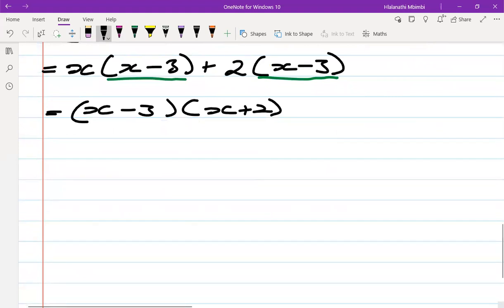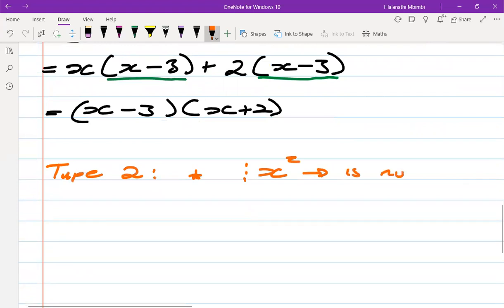Anyway, let's do a second example. Maybe let me talk about the second example before I do it. I consider the second example type 2. The coefficient of x squared is not 1, and also, you can take out a common factor.